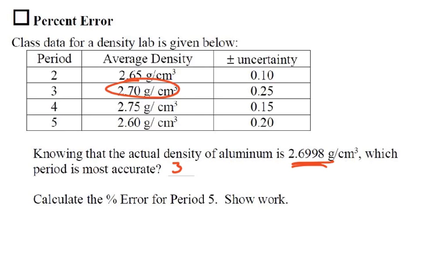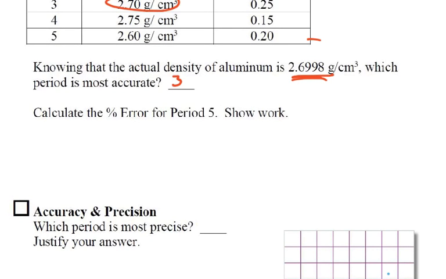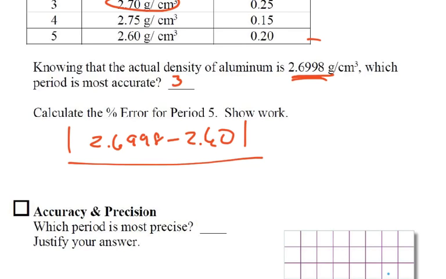Now calculate the percent error for period 5. This is just a formula, and we have to memorize this. So it's going to be the actual, we're doing number 5, the actual is 2.6998 minus 2.60. So we're going to take the absolute value of that, so you really want to see how far we're off, divided by what it's supposed to be, and take that whole answer and multiply by 100, and that's going to make it a percent.